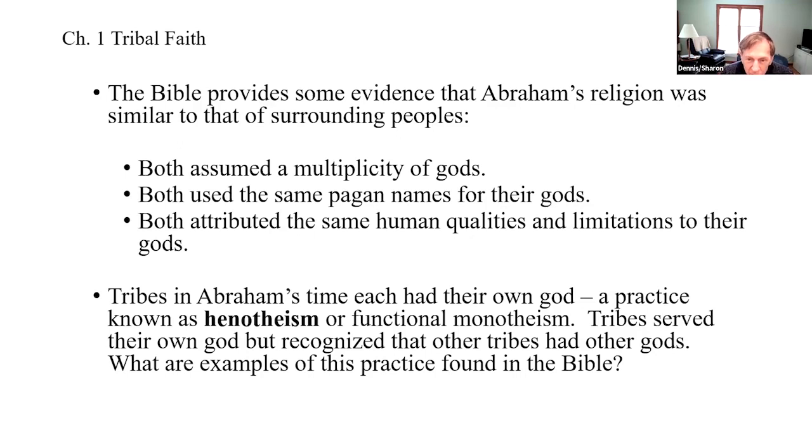So each tribe had their own god, and this is called, as Coral mentioned, henotheism. Dempsey says this is functional monotheism. Everyone had their own god, but they recognized that other tribes could have other gods.